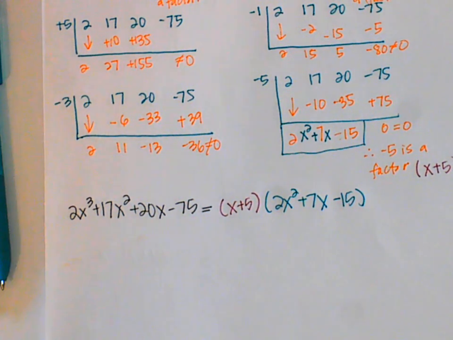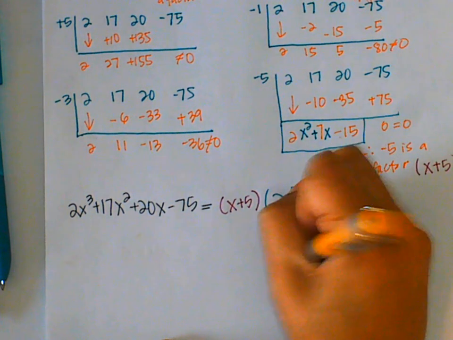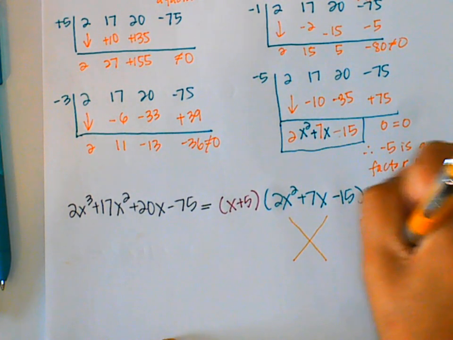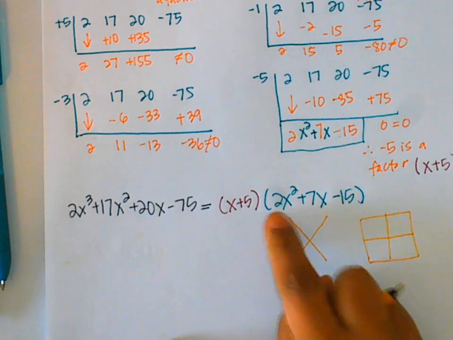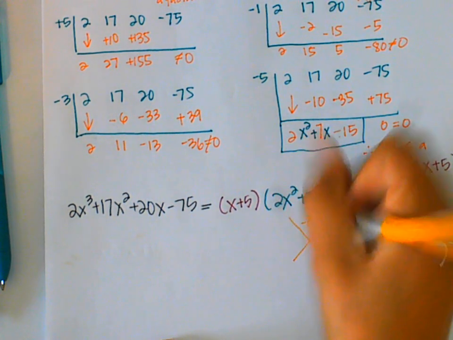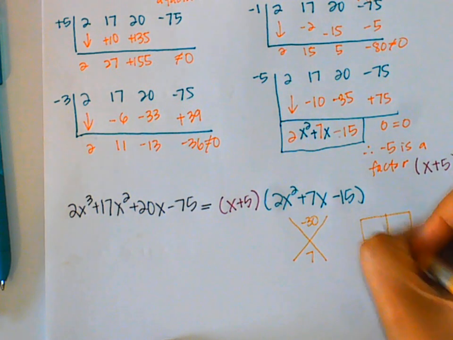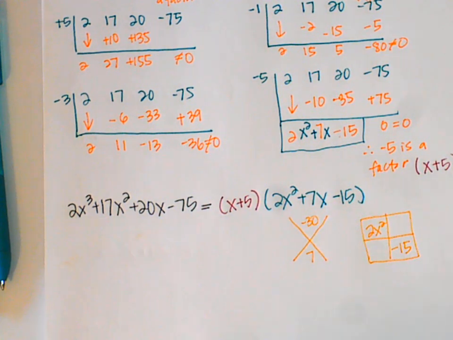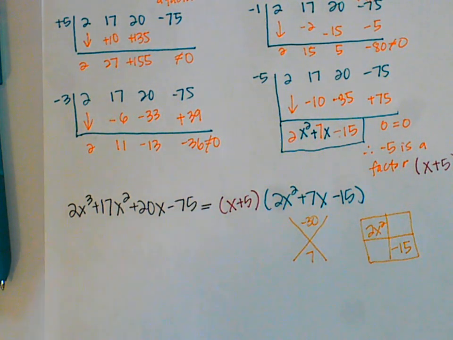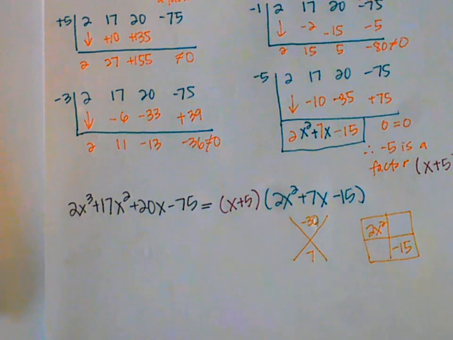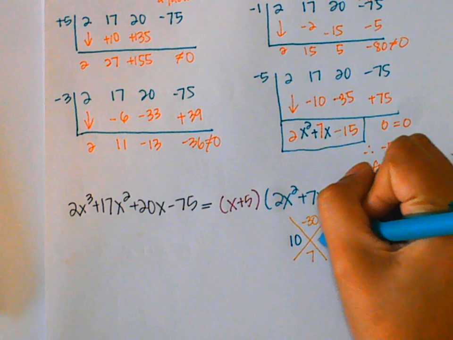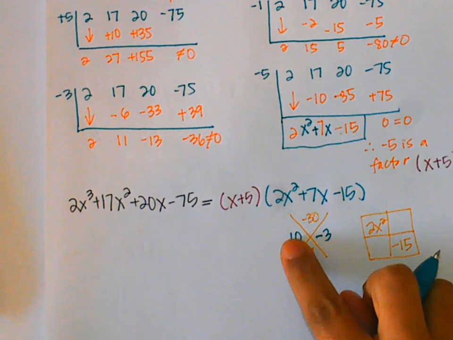So I am going to do the x method, but because my a value is not equal to 1, I have to do the x box method. A times c is negative 30. B goes at the bottom, which is a positive 7. My first box is my first term, and my last box is my last term. Okay, so I want to find what two numbers multiply to negative 30, but add to 7. So I know it's going to be a 10 and 3, where one of them has to be negative, and it's going to be the 3, just because the 7 is positive, so the bigger number has to be positive.